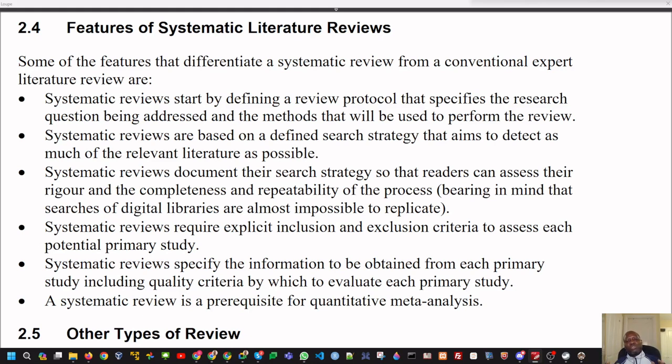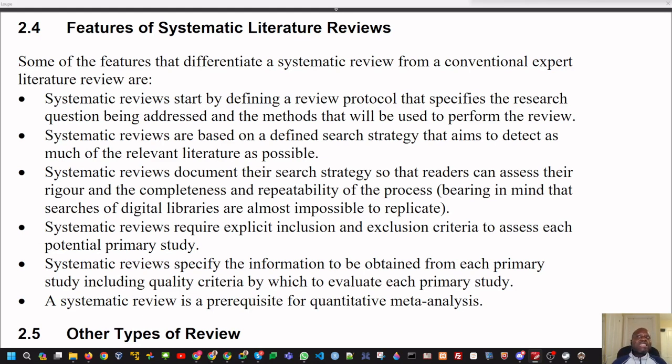So you do need to take a lot of time to say, okay, each paper is like a marking scheme. It has quality criteria and all that stuff. So you can even eventually score it if you do it properly. Then lastly, a systematic review is a prerequisite for quantitative meta-analysis. Yes, you can quantify things and all that stuff. So that's very important.